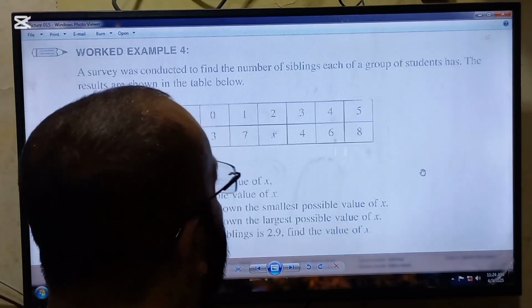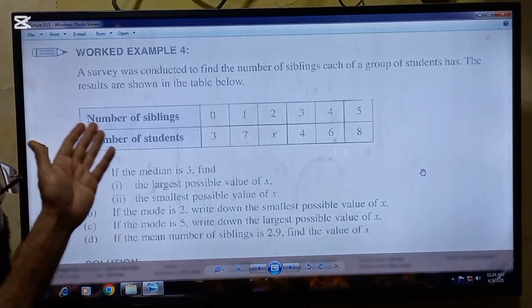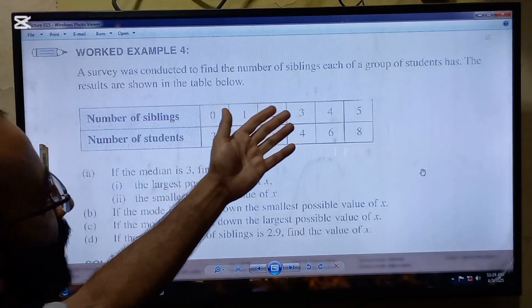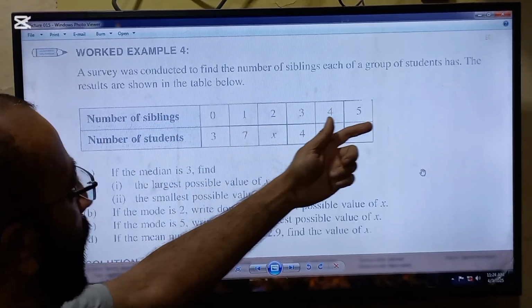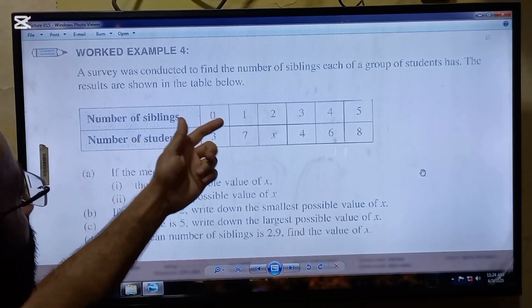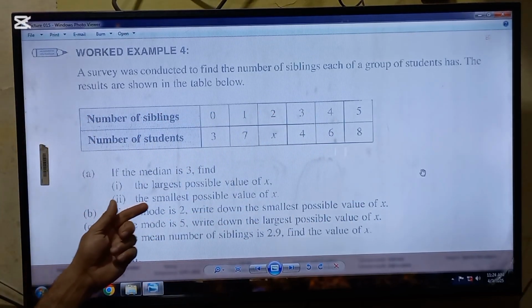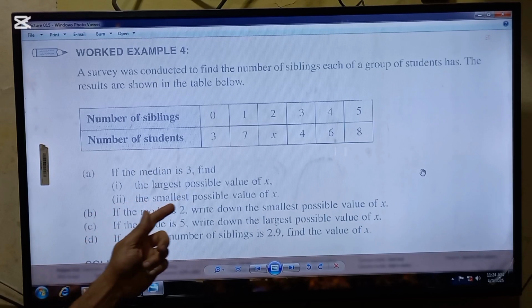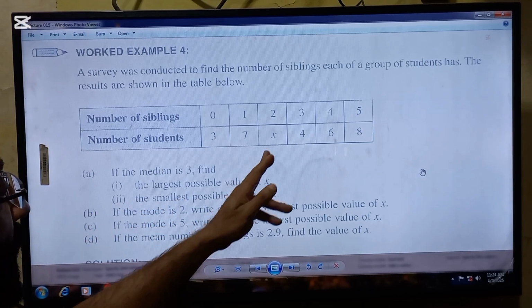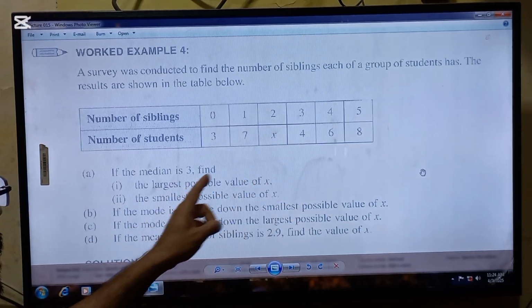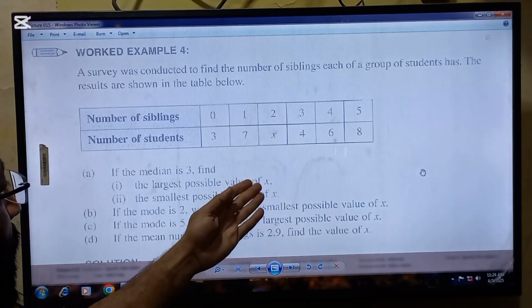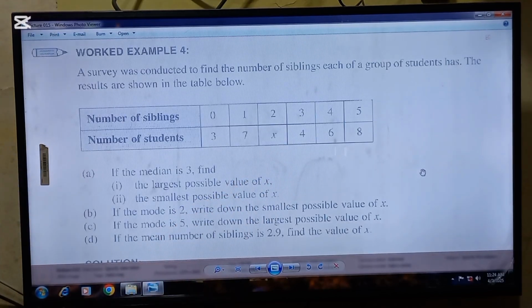Here is another question to explain. A survey was conducted to find the number of siblings each of a group of students has. The results are shown in the table below. So here is a table given. The requirement is, if the median is 3, find the largest possible value of x. So the median is 3, and we find the largest possible value of x in the first part.